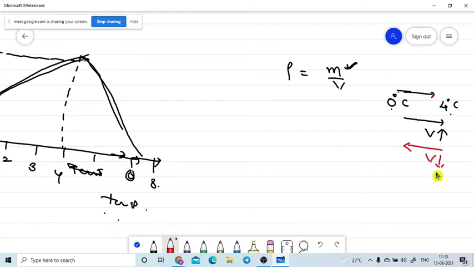So that means volume is decreasing. While volume is decreasing, this denominator term is decreasing, which means density will rise. Right? Are you getting or not?